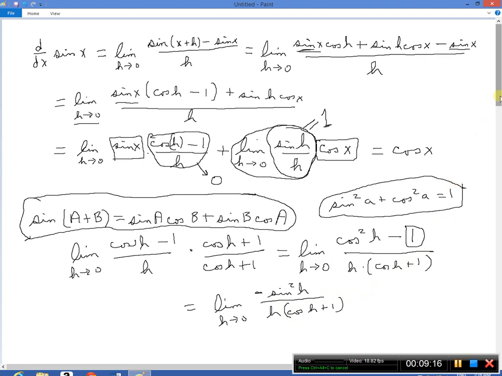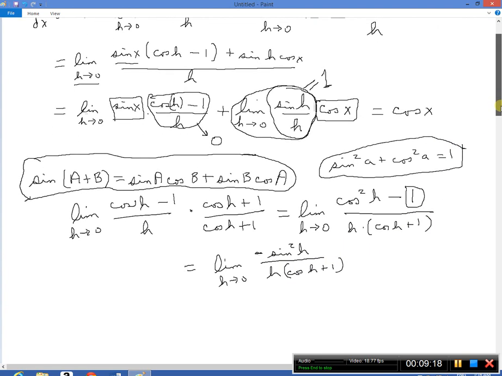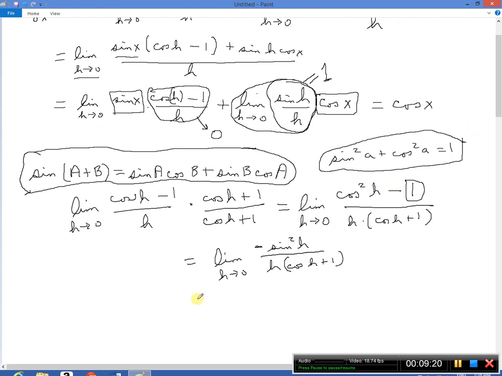Okay, now here is where we're going to use a simple algebra trick. I'll split this into two fractions. Limit h goes to 0 of, and I'll put the sine squared as sine h times sine h, so we'll peel one of those sines off, and then we'll put this minus sine h over the rest of that stuff, cosine h plus 1.